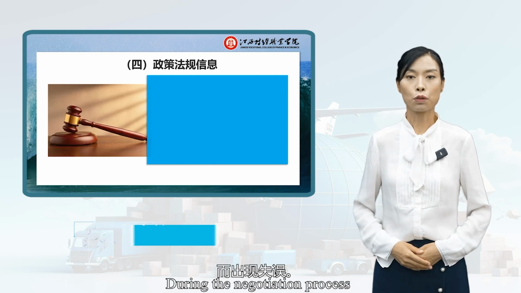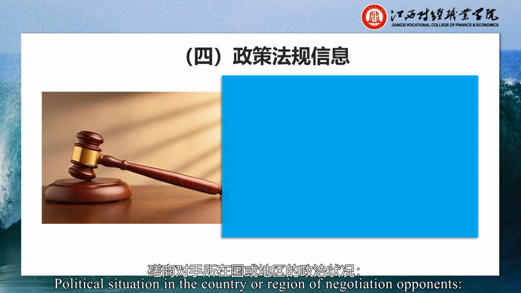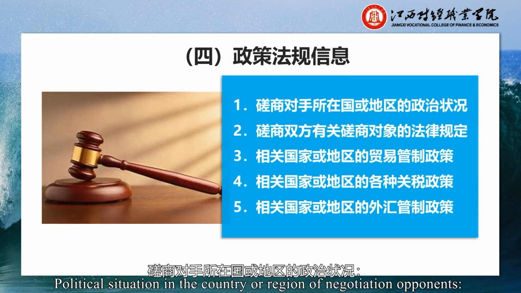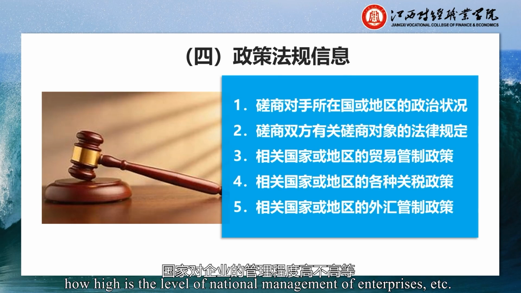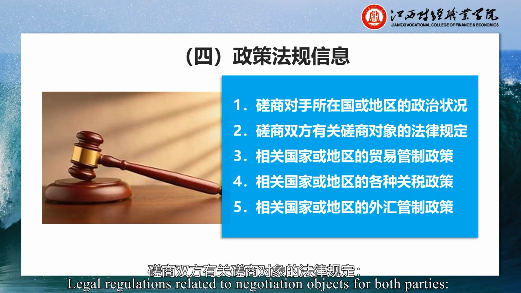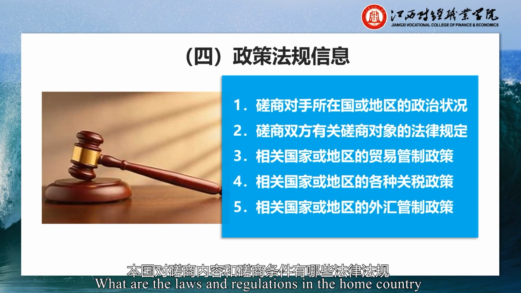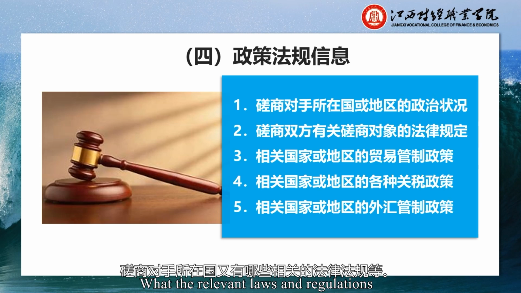Collect policy and regulatory information, mainly for avoiding mistakes due to unfamiliarity with policies and regulations related to negotiations during the negotiation process. Political situation in the country or region of negotiation opponents: What is the power structure of the government in the country of negotiation opponents? How high is the level of national management of enterprises, etc.? Legal regulations related to negotiation objects for both parties: What are the laws and regulations in the home country regarding negotiation content and conditions? What are the relevant laws and regulations in the country of negotiation opponents, etc.?